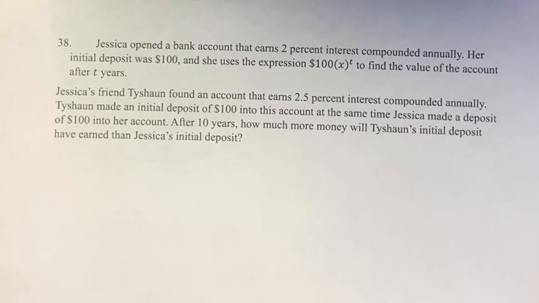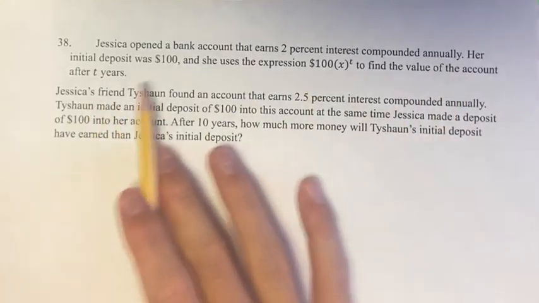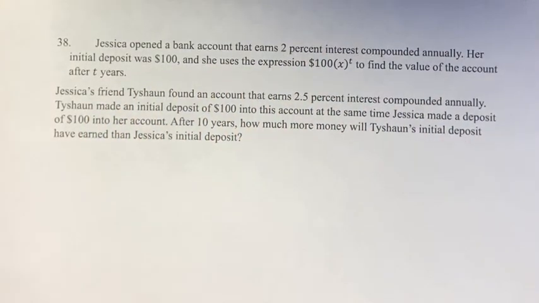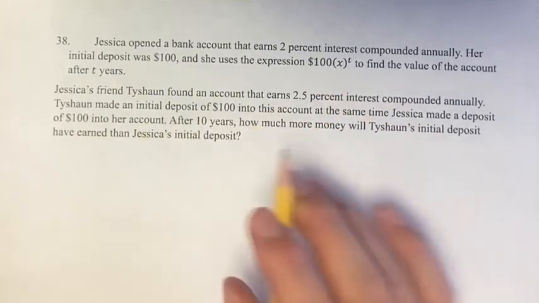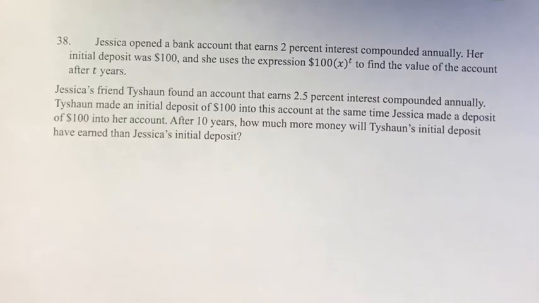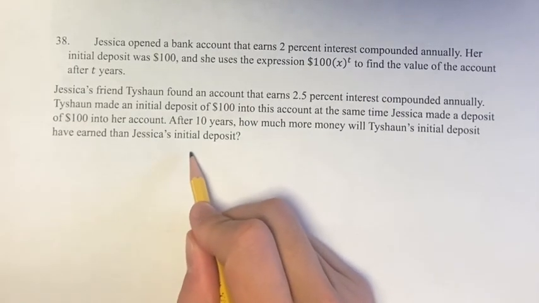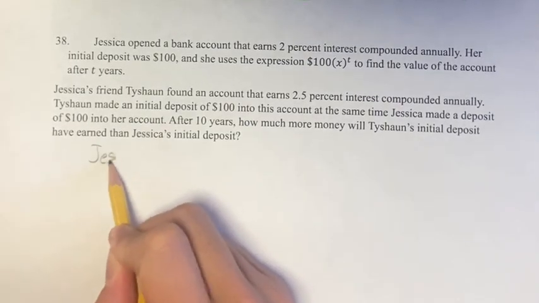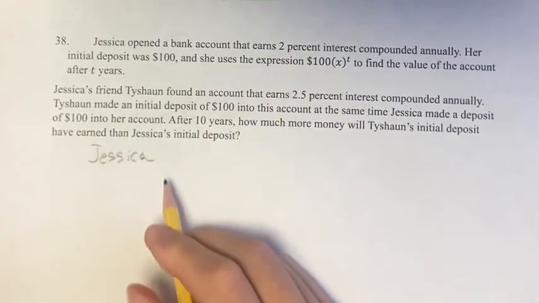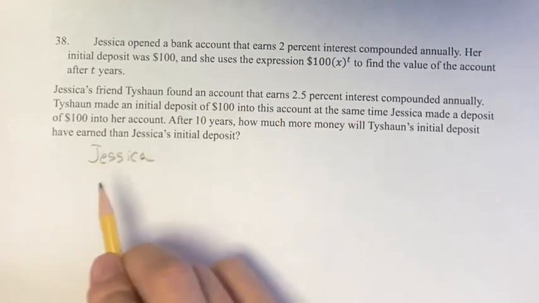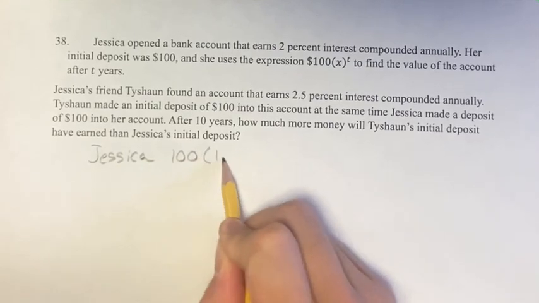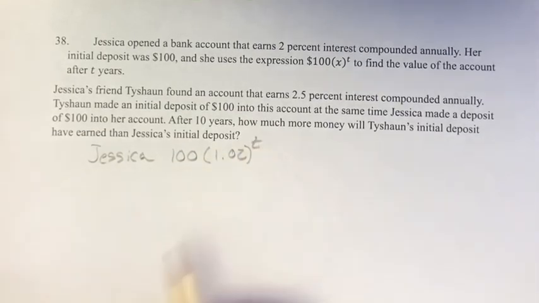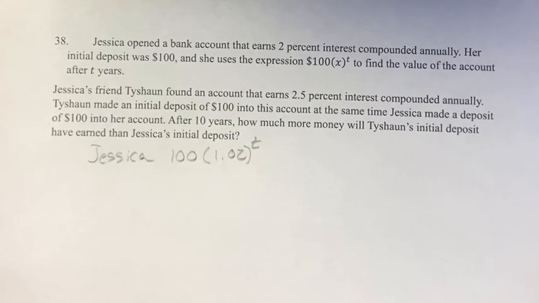In this problem, we are continuing with Jessica, who has opened her bank account earning 2% interest with an initial deposit of $100. And in the last problem, which you can see the video on, we found that the value of x in this expression is going to be 1.02. So Jessica, with 2% interest, has an expression to value the amount in her account as 100 times 1.02 to the t, where t is the number of years since she deposited the money.